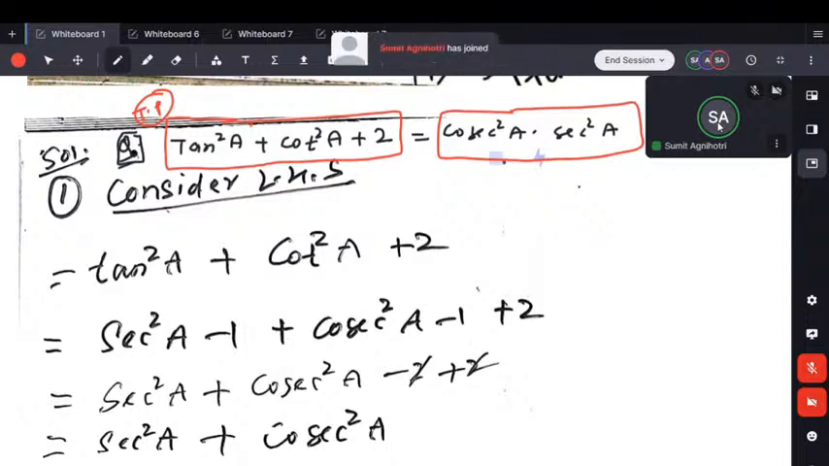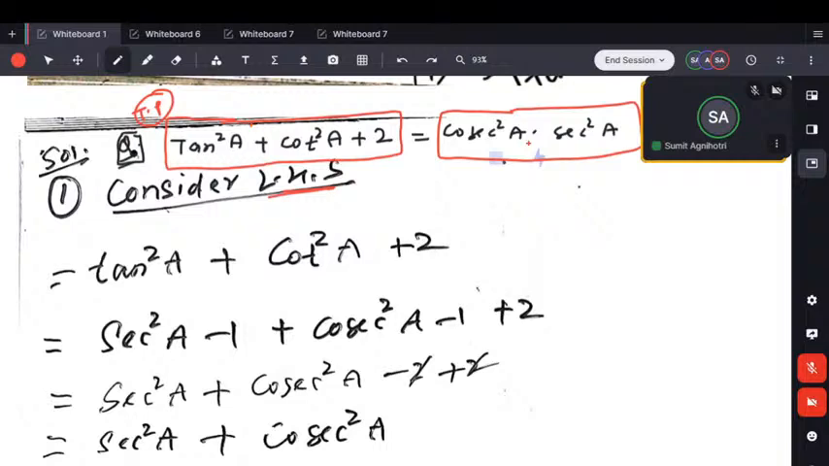Here we are considering LHS and we will prove it equal to RHS. This is the thing we will do here. Is it fine now? Let me know that. Yes, we will take LHS and prove it equal to RHS. This is the very simple approach we are following.